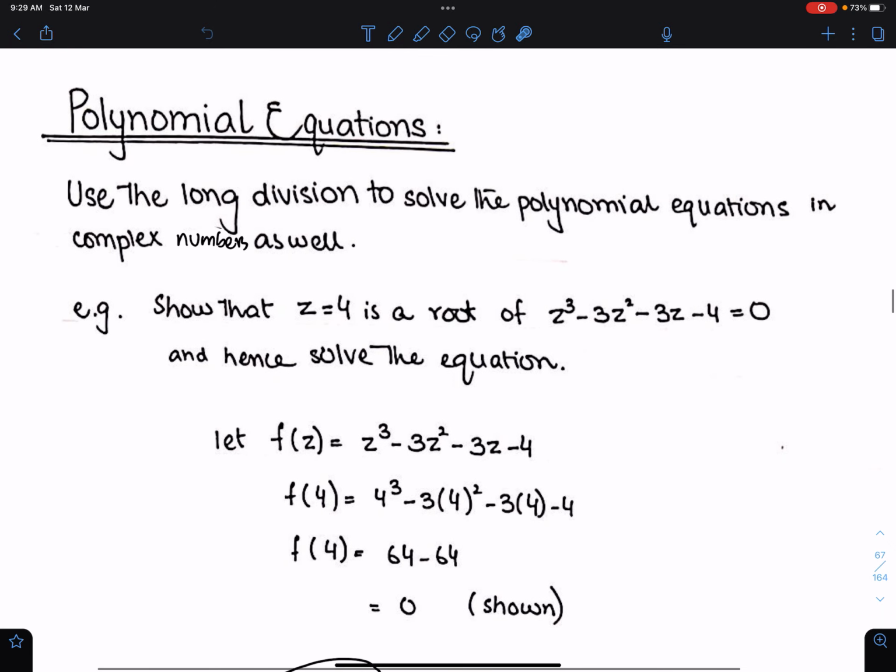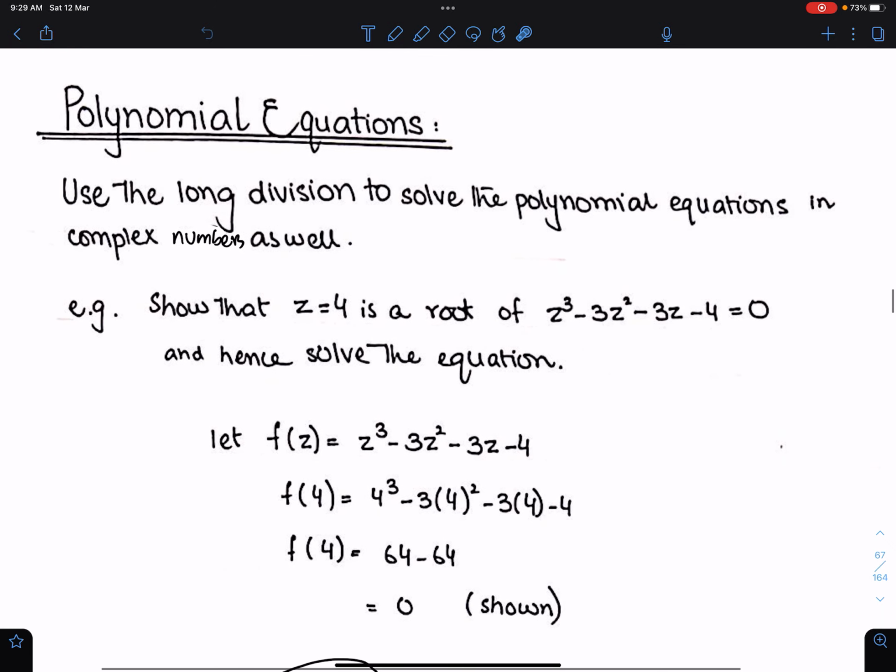Polynomial equations. There are three methods to solve polynomial equations. Number 1, long division. Number 2, synthetic division. And number 3, comparing the coefficient method. I personally prefer the long division method to solve polynomial equations.